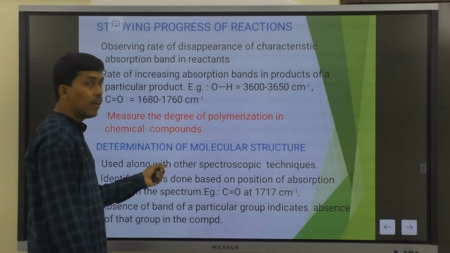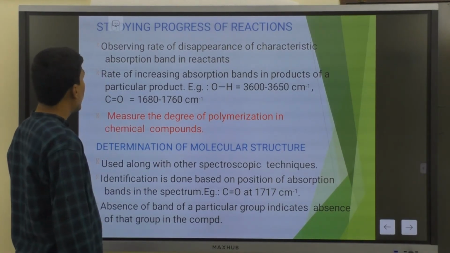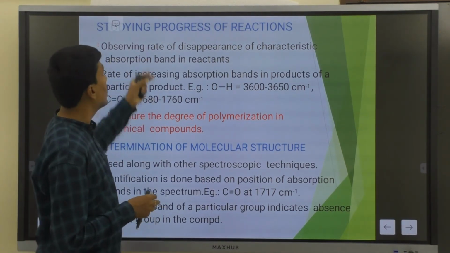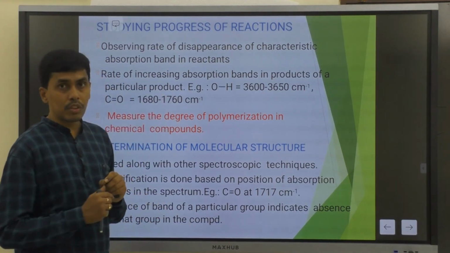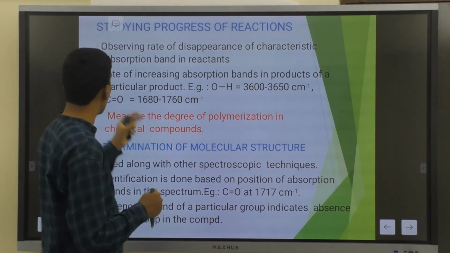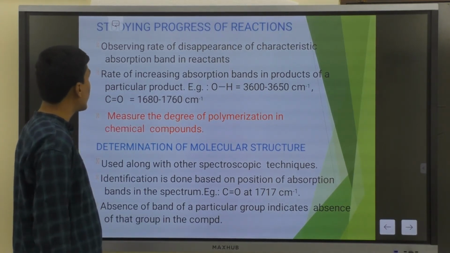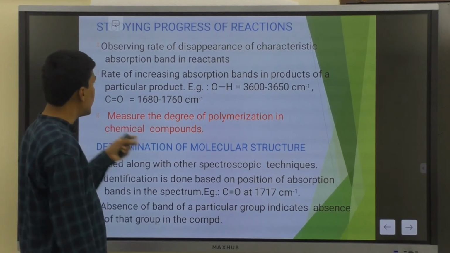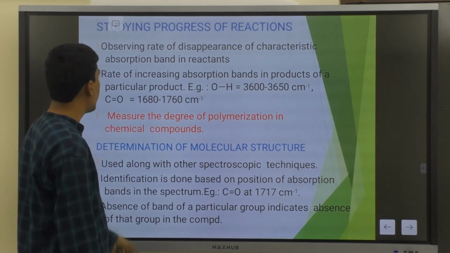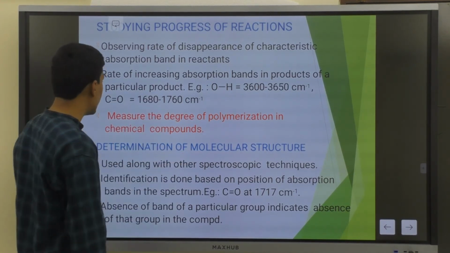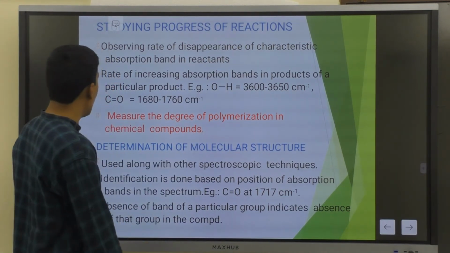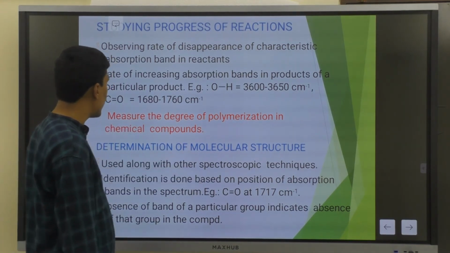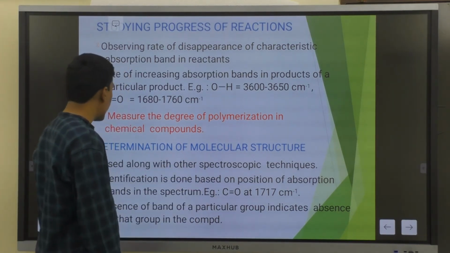The next application is studying the progress of reactions. We can monitor reactions by IR spectroscopy by observing the rate of disappearance of a characteristic absorption band in the reactant, and the rate of increase of an absorption band in a particular product, for example OH or C double bond O. It can also measure the degree of polymerization in chemical compounds. Then, determination of molecular structure, used along with other spectroscopic techniques.